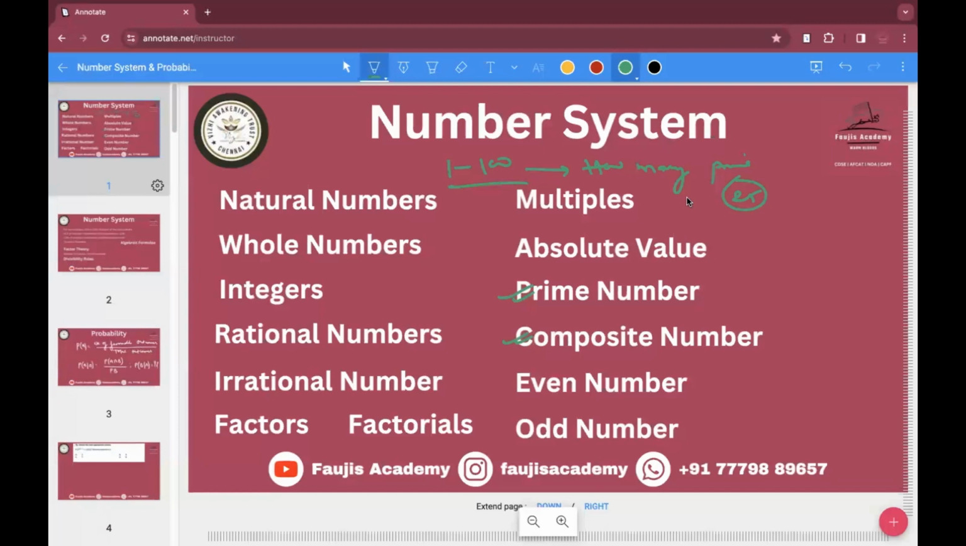If you do this assignment, it will help you. Write down all the prime numbers between 1 to 100. It's hard work, but you will enjoy it.